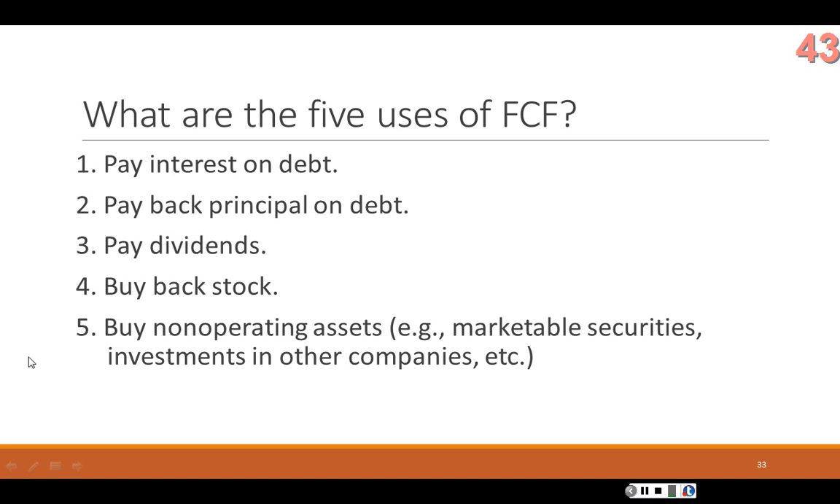There are 5 uses of free cash flow, which is the money left over after all necessary payments have been made. The first is to pay interest on debt. Second, to pay principal on debt. Third, pay dividends. Fourth, buy back stock. And fifth, buy non-operating assets. These can be things such as marketable securities or investments in other companies.